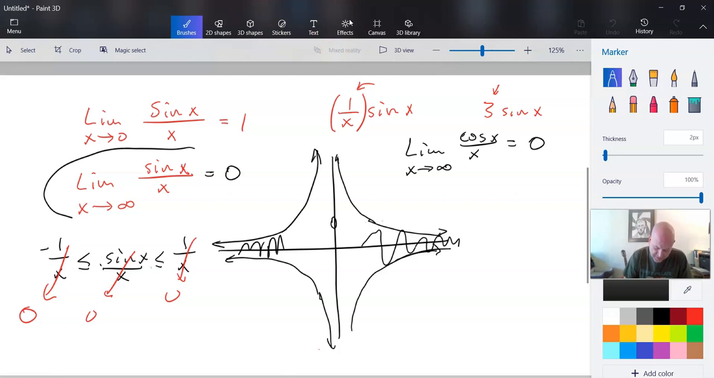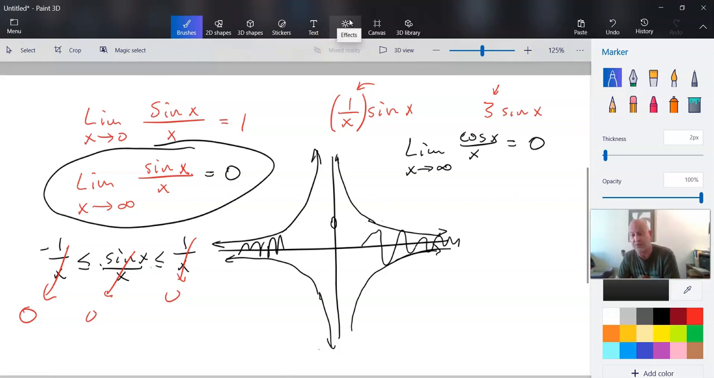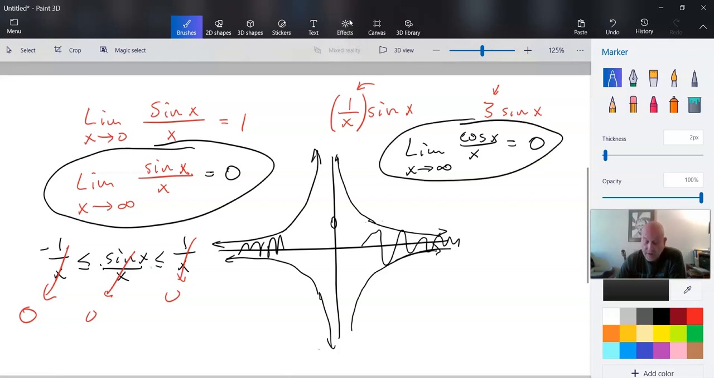I want you to remember this, that sine x over x, if I take the limit as x goes to infinity, I get 0. And the same is true with cosine. Those are the only two trig functions that works for. Okay, things like tangent, secant, cosecant, you have to turn them into sines and cosines and then deal with sines and cosines. Okay.